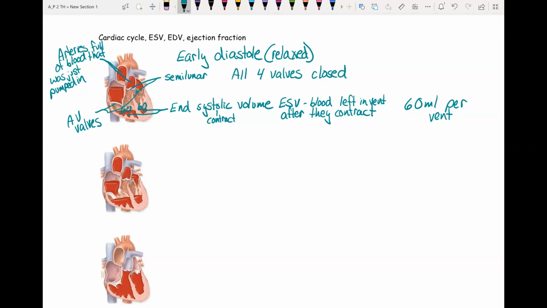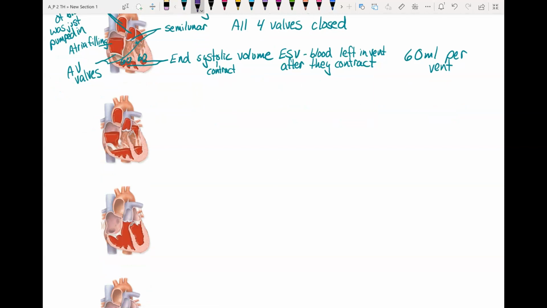So early diastole, the heart has just finished a contraction and now it's relaxing. You have blood in the arteries that you just pumped in there. You have about 60 milliliters of blood left over in each ventricle, which is your end systolic volume. And you have all four valves closed. And notice your atria are filling. So veins are putting blood into the atria right now. So both atria are filling up from the veins. Remember, it's while the heart is resting that it fills with blood. Now we can go to late diastole.